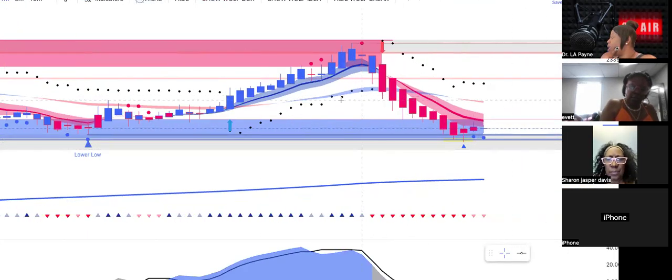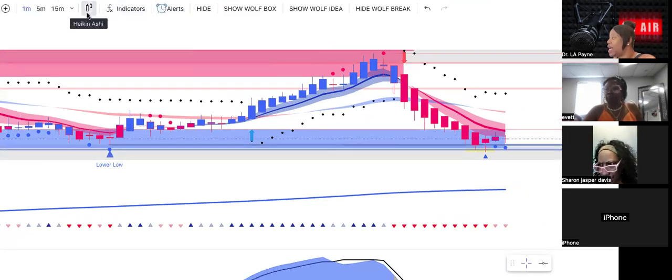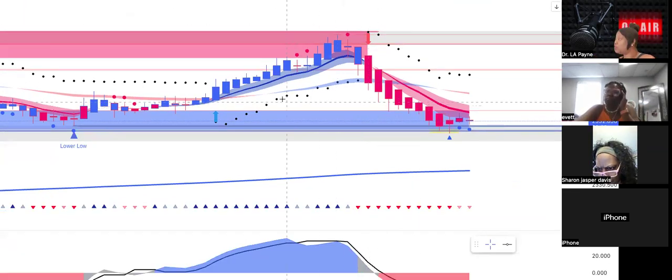So let's talk about what we're looking at. The first thing you do have to do is if your candles are not on Hakanashi candles, please make sure it's on Hakanashi candles. And it should be. But make sure you have Hakanashi candles so that you're getting the momentum pattern.